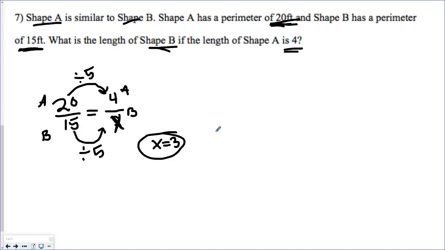So make sure you remember all the different types of transformations and how to work them. Make sure you remember your fraction stuff about the similarity, and you should be good.